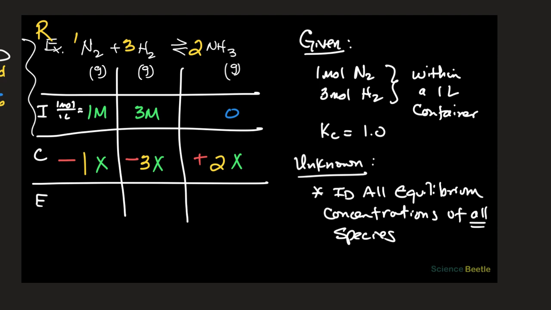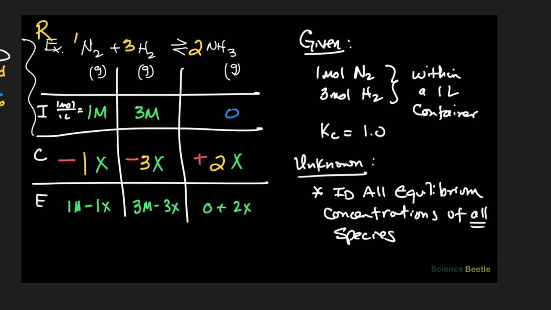Finally, what we'll do here is go ahead and add up all these items. We're going to take the initial and add it to the change. In this case, because it is negative, it'll be plus minus x, but it does simplify to 1m minus 1x. Same thing over here, 3m minus 3x, and then finally 0 plus 2x.